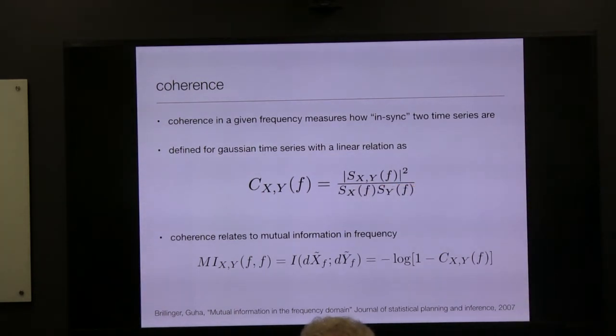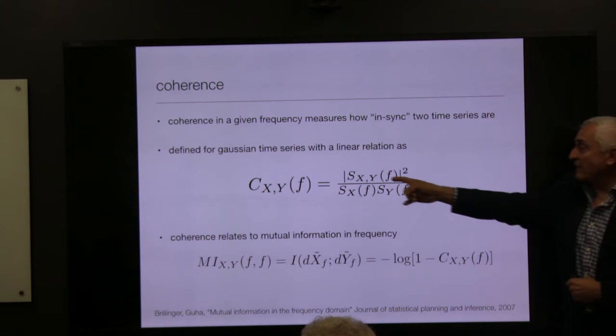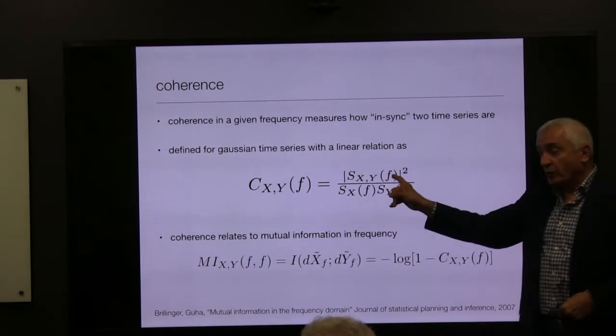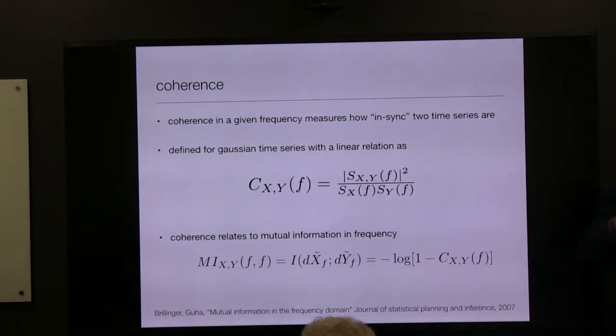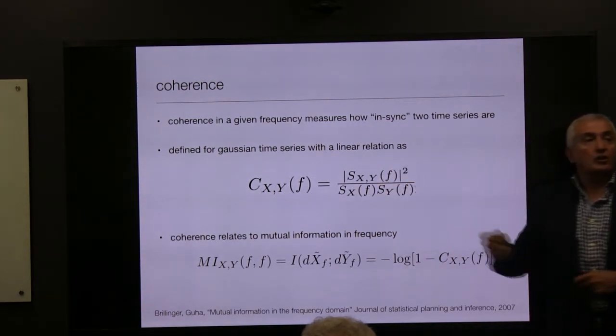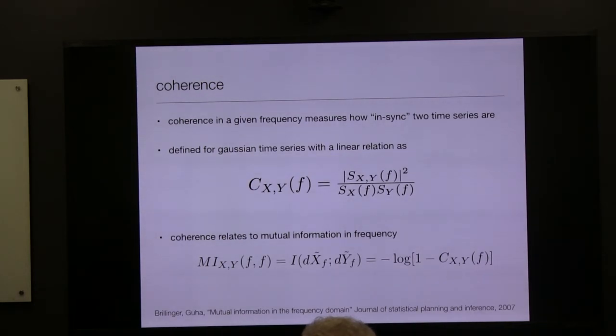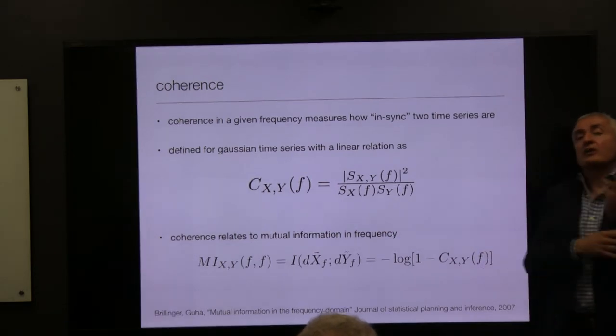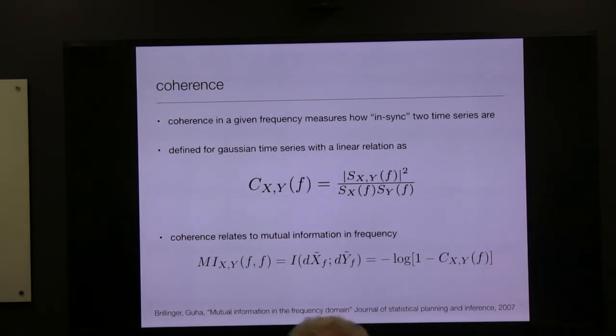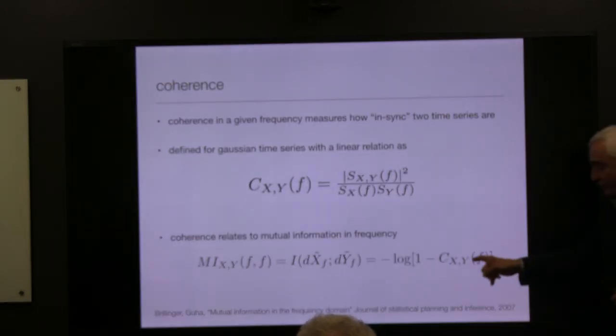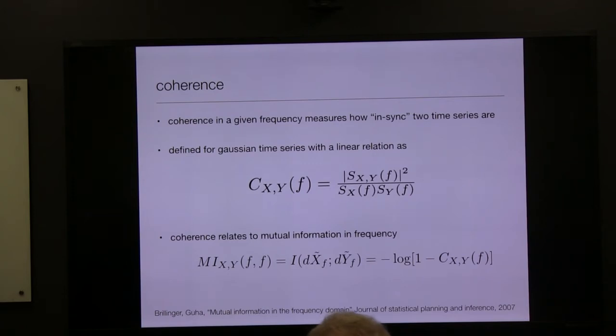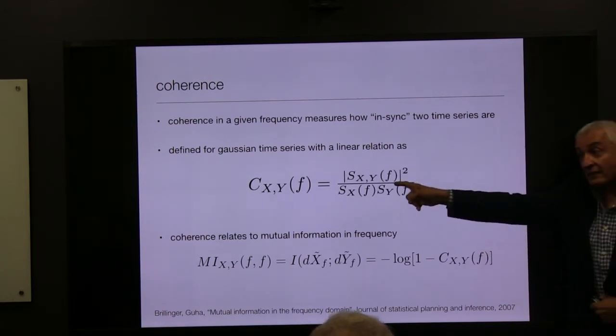Basically, if the time series were linearly related to each other and Gaussian, this would be the definition of the coherence: the cross power spectral density of them at a particular frequency divided by the marginal power spectral density of each of them. This is called the coherence at that frequency. Again, this is appropriate for Gaussian and linear relationships. And as we discussed before, our data is neither Gaussian nor linearly related. It turns out that in the literature, you can find another concept called mutual information in frequency, which is defined right here. And that relates to this concept of coherence in the case of Gaussian. If things are Gaussian and linear, this gives you that.